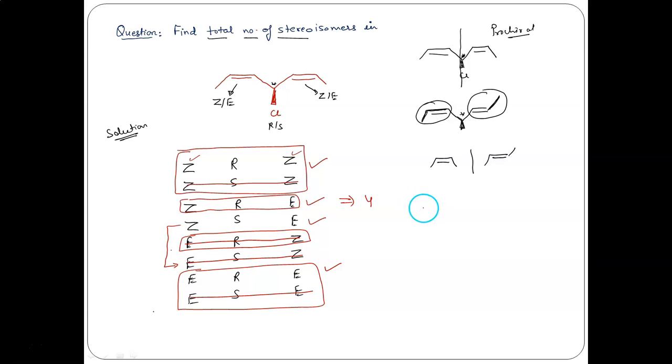The formula for this is 2 raised to power n minus 1. So when you have a molecule which is symmetrical, and the outer ones are geometrical centers and the central one is optical, you can use the direct formula 2 raised to power n minus 1. In this case, 2 raised to power 3 minus 1, which is equal to 4. So it's a simple example where you can apply permutation combination principles to find the total number of stereoisomers for a molecule in organic chemistry.